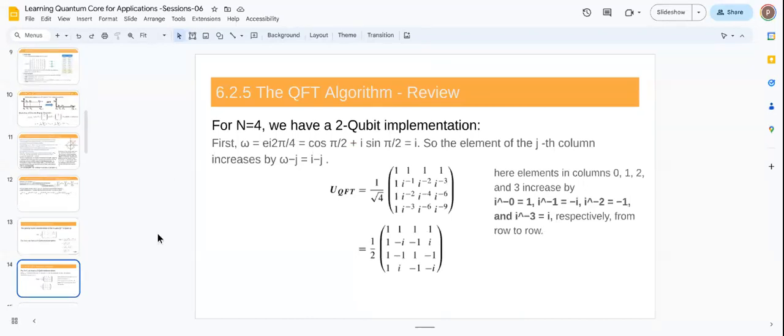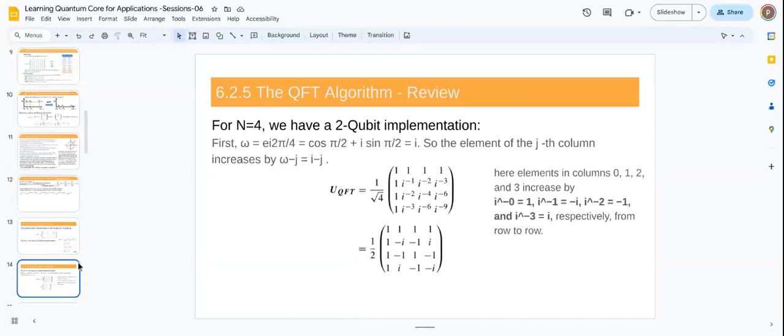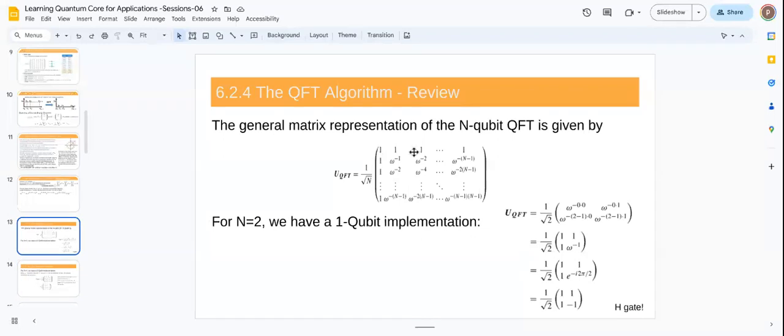If we have n equal to 4, then we will have the same matrix which we had done here: 1 1 1 1, 1 omega minus 1, and so on. So this is the matrix for n equal to 4, that is 2 qubits, which is the 4 by 4 matrix. So we have to take 4 terms out of this, and those 4 terms are coming out as this.